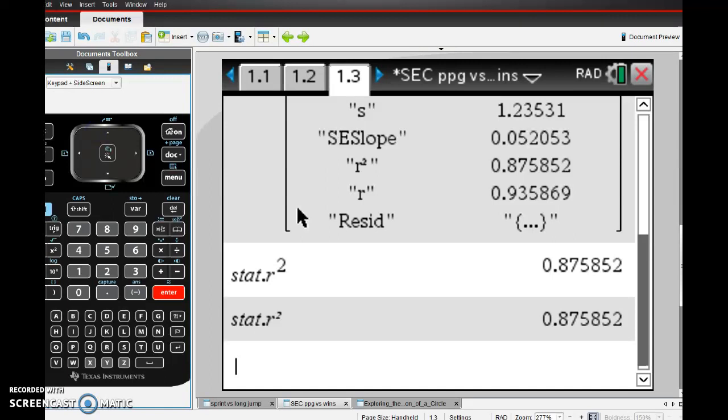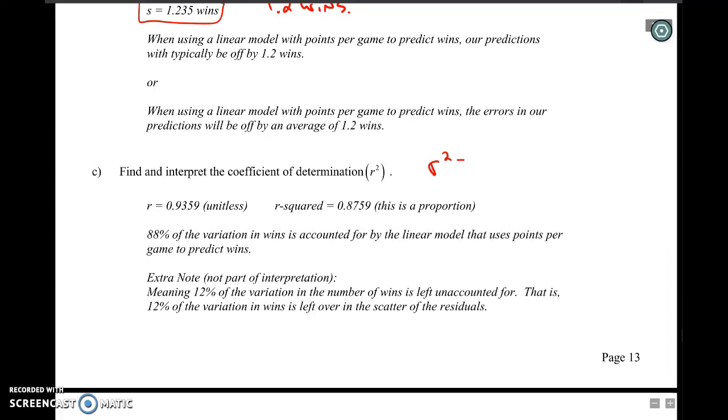It is 87.6%. R squared is 87.6%. And to interpret that, we say 88% of the variation in Y is accounted for by the linear model that uses points per game to predict wins. And again, because I've done this for several years now, the 88% of the variation in wins.